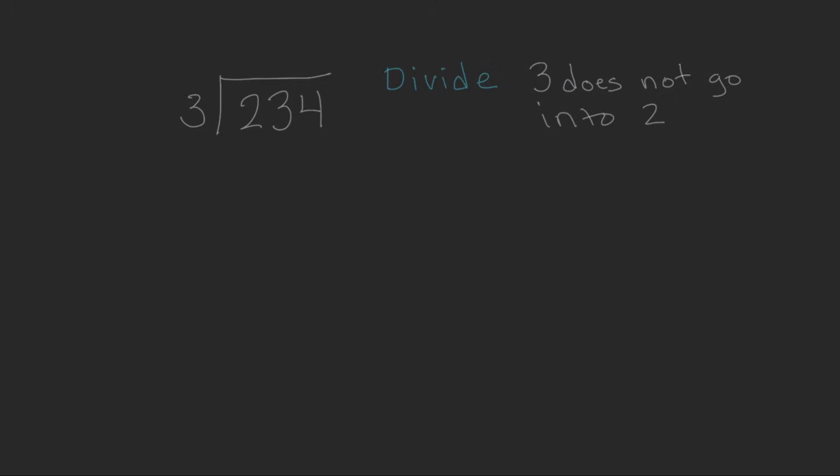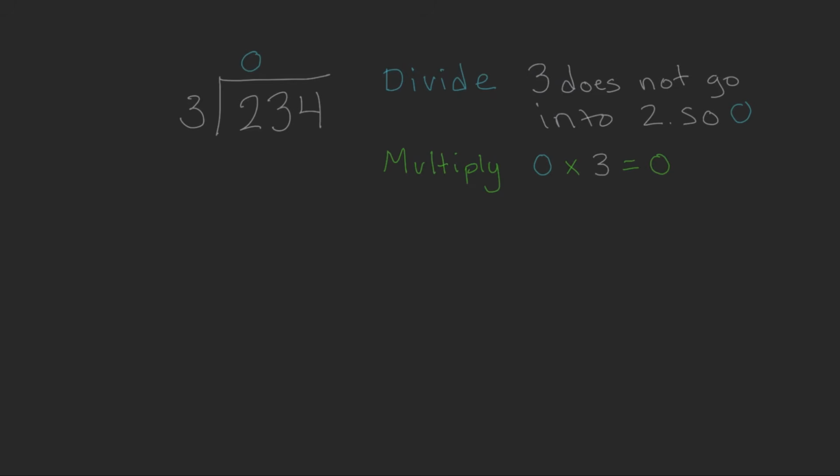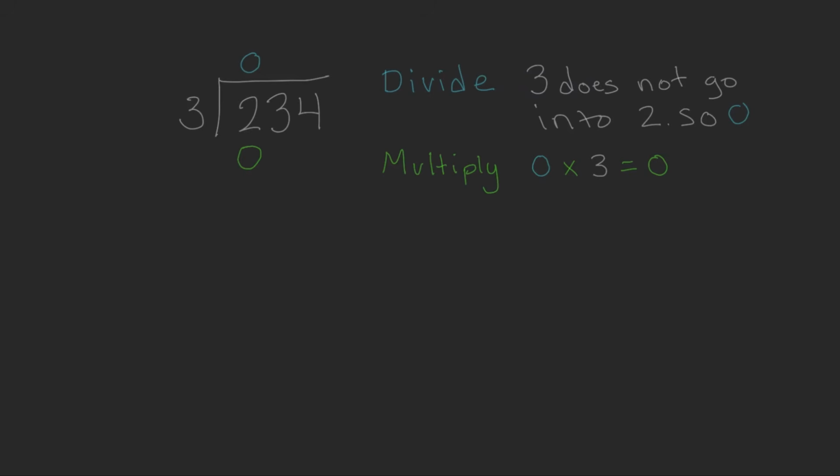So 3 does not go into 2. If 3 doesn't go into 2, it's going to go in 0 times, so you're going to put a 0 right above the 2. Then we'll move to our next step, which is multiply. We're going to do 0 times 3. You can see we're starting off with that blue 0, and we're going to multiply it by the 3. That's going to get us 0, and we'll put that 0 right below the 2.